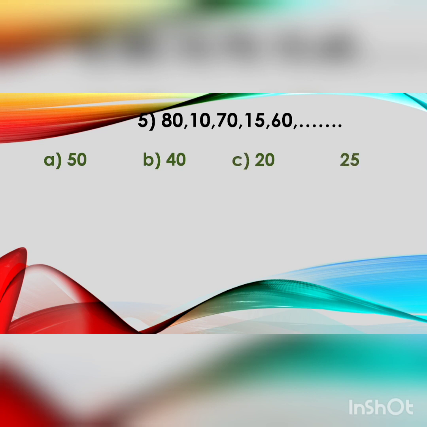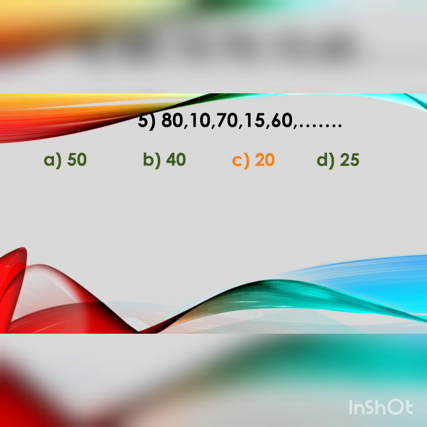Next series is 80, 10, 70, 15, 60 and the options are A 50, B 40, C 20 and D 25. Next number that comes in this series is 20 because here the given series contains two types of patterns in alternate manner and hence can be rewritten as two sub-series with alternate numbers in the following manner: Series 1 containing 80, 70, 60 and Series 2 containing 10, 15.